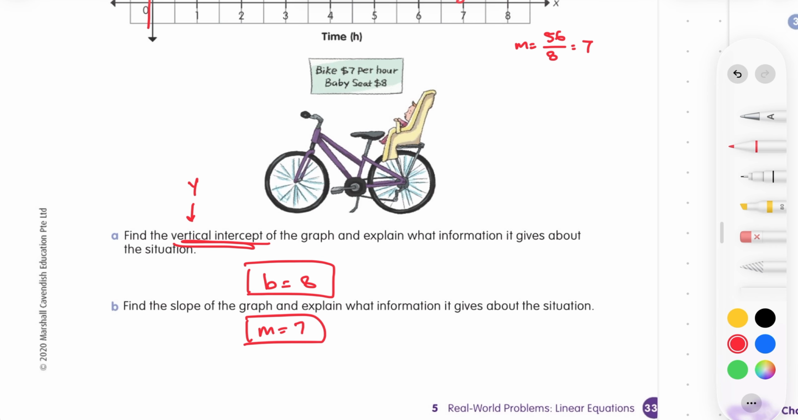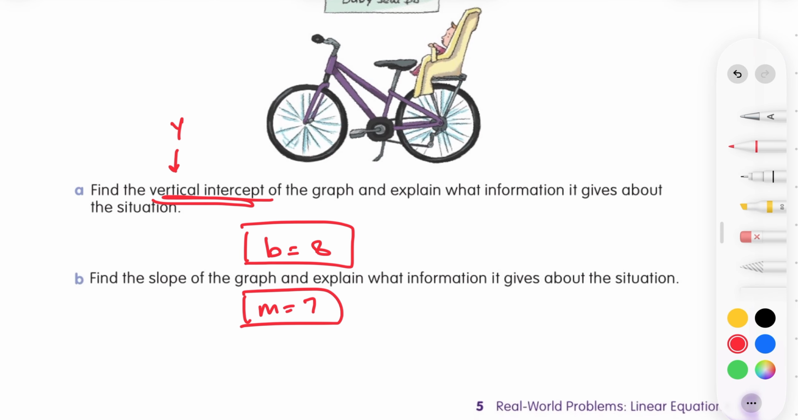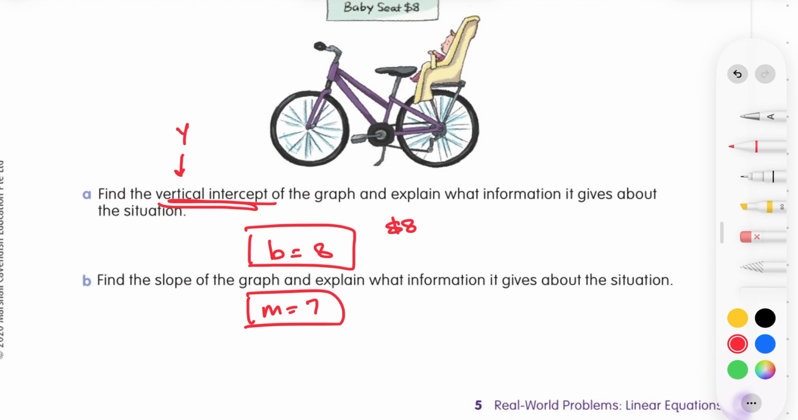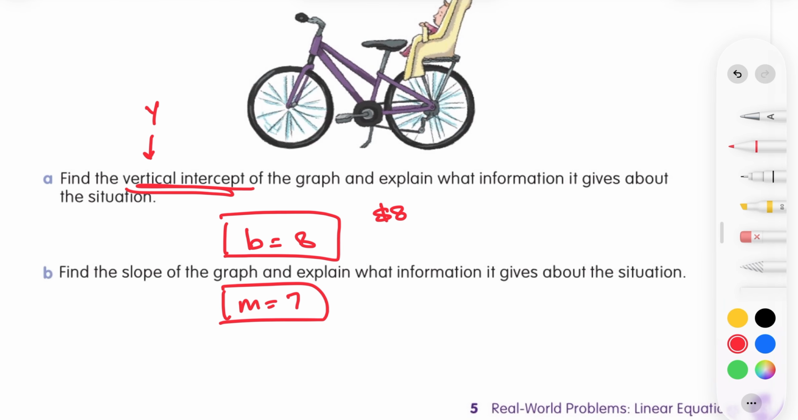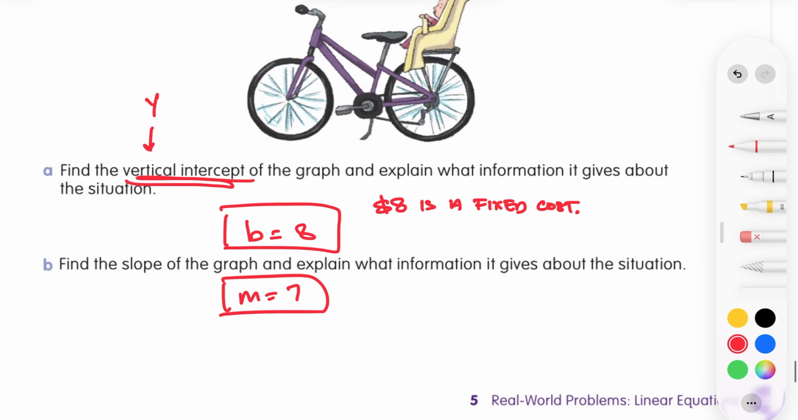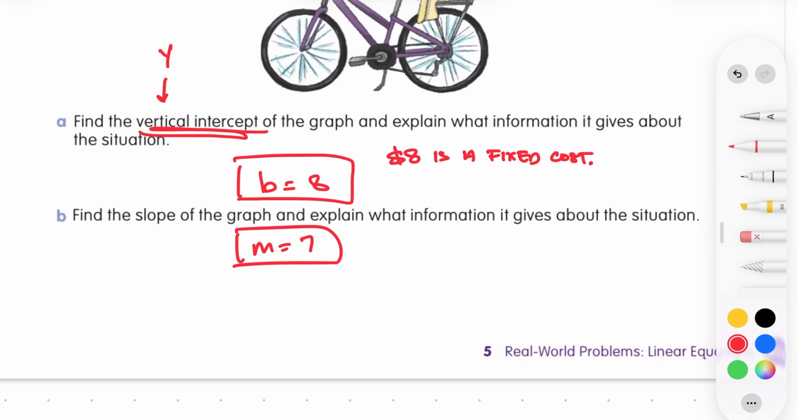Now, one thing that I haven't done yet is I haven't explained what this means. So when we're explaining it, we do want to say what information it gives. It does say $8, and we could keep it short. We don't have to have full sentences. It's saying that $8 is a fixed cost. So in other words, if you were to get a baby seat on there, then you'll have to pay the $8, but you could have the bike for as long as you want, and it will not change.